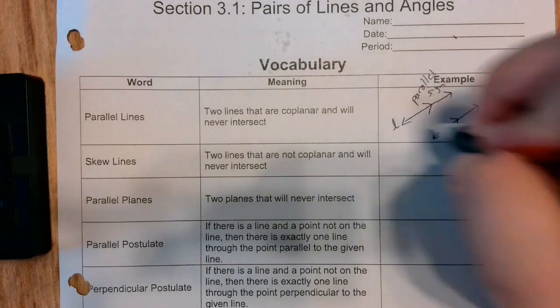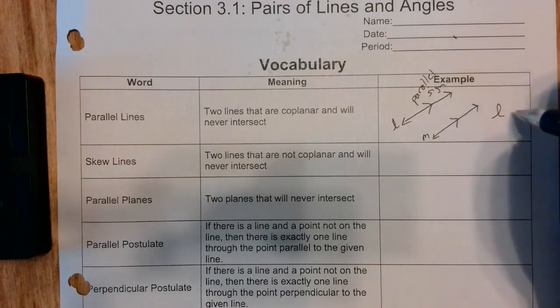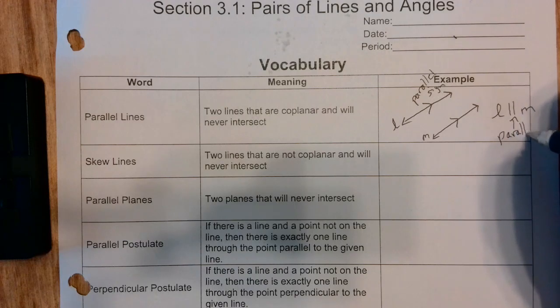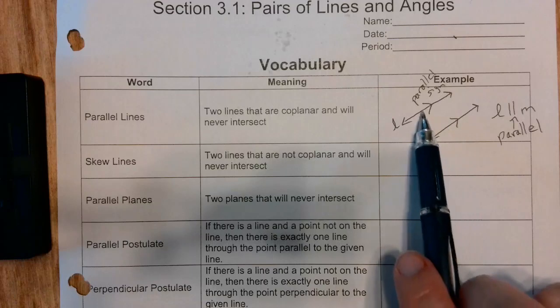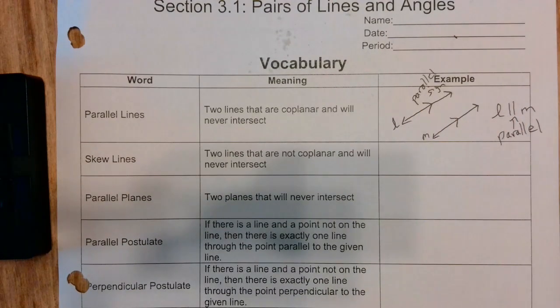Let's call this line L and line M. It might say L is parallel to M. So this symbol here is also the symbol for parallel. This is the marking for parallel in the picture. This is the symbol that you would use if you were writing it out.